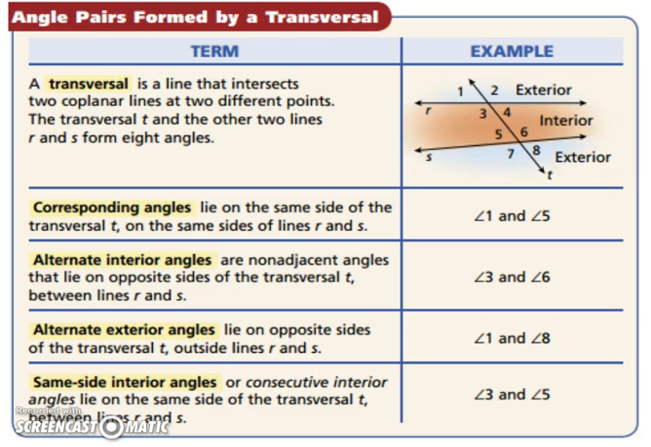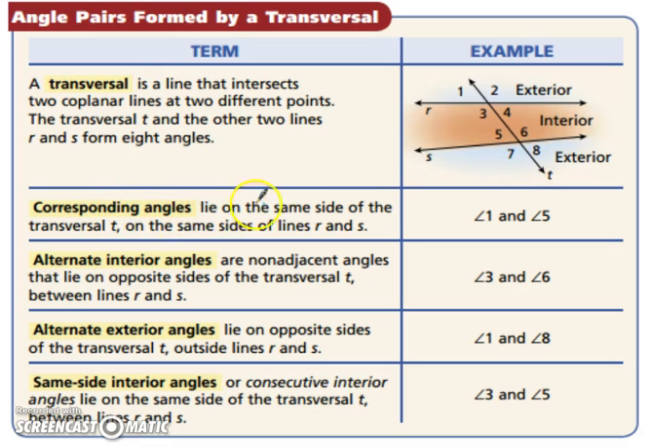Let's look at angle pairs formed by a transversal. A transversal is a line that intersects two coplanar lines at two different points. The transversal T and the other two lines, R and S, form 8 angles. So your transversal cuts through two lines and forms 8 angles.